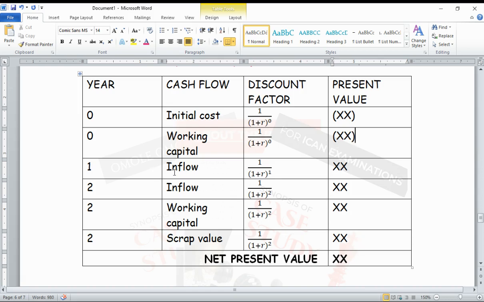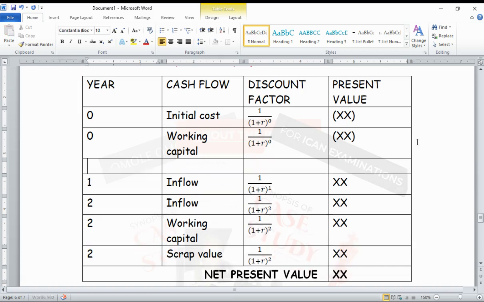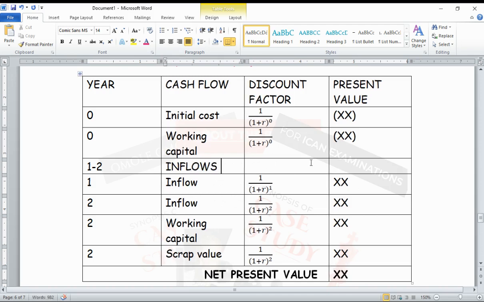Then you have your inflows. In this case I just assume we had irregular inflows, so we just use our normal discount factor. But if the inflows were the same, we just have something like year one to year two. Then you have inflows, and then you have your annuity factor formula in this place. Then you have your answer here. So that's basically how it should be. Then when you net it off, this one will be minus this. You add everything, you remove it from your outflows, then you get your present value.